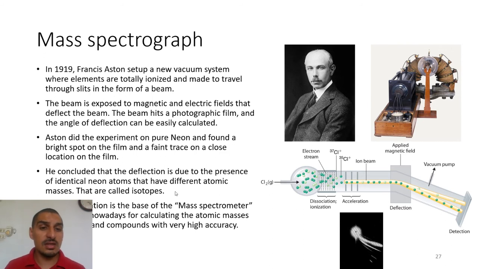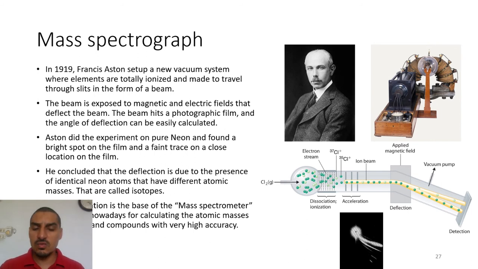And this guy got the Nobel Prize for his great discovery. And the mass spectrometer is now just a modification of this. It's mainly that they put a detector here, and this detector counts how many ions hit it, and gives peaks of different elements, and you can get the atomic mass accurately using this technique.